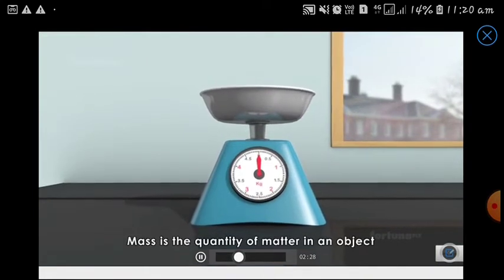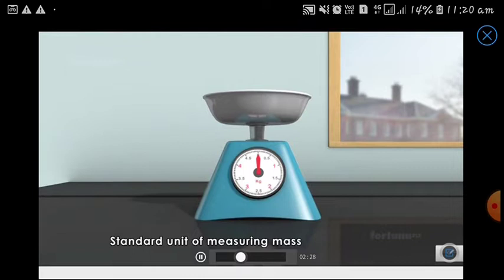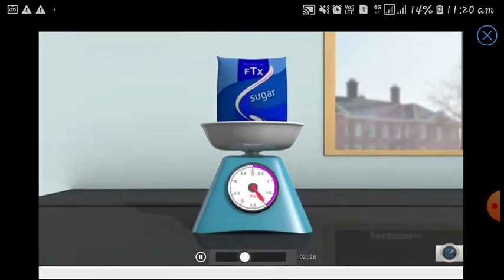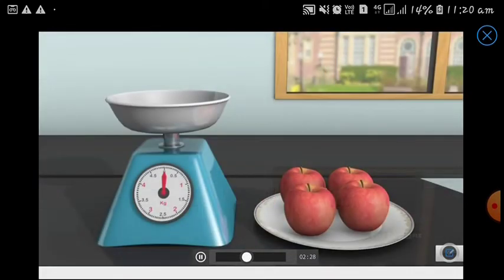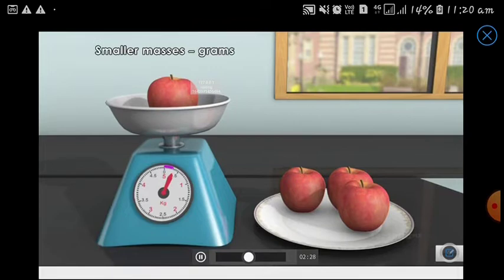Mass is the quantity of matter contained in an object. The standard unit of measuring mass is kilogram, written as kg. We use a weighing scale or a balance to measure mass of objects such as sugar in kilograms. Smaller masses such as apples are measured in grams, written as g.